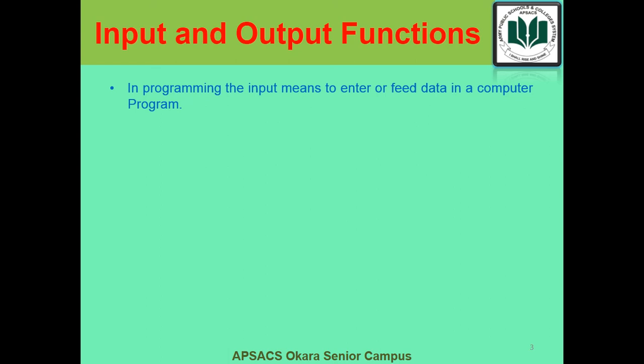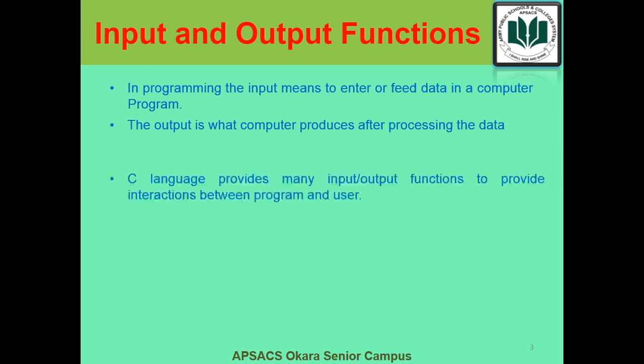In computer programming, input means to enter or feed data inside the computer with the help of an input device. And output is what the computer produces after processing the data. Output means the results of processing the input are called output.